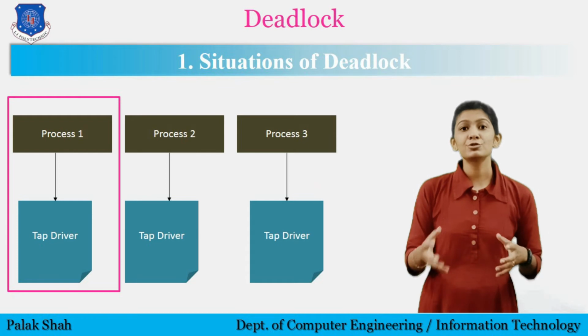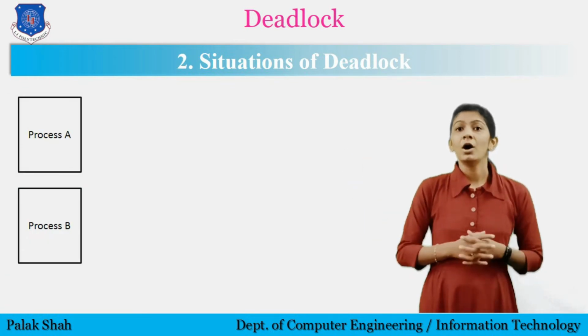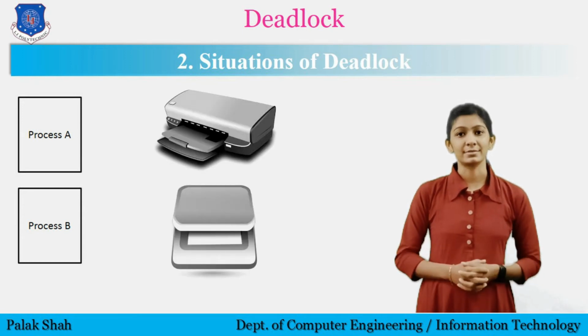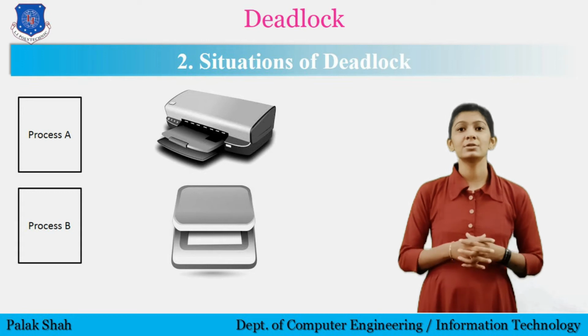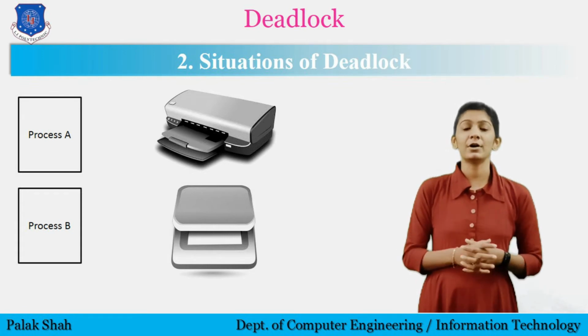Now we will see the second scenario. Suppose there are 2 processes, process A and process B, in the system. Also there is one printer and one scanner in the system. Each process has to scan an image and then take a printout of it.